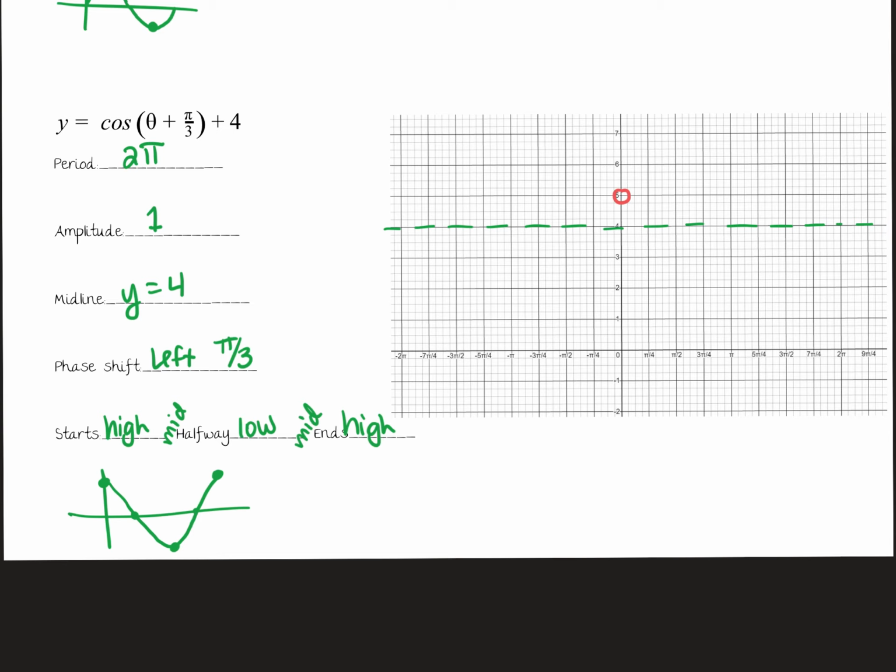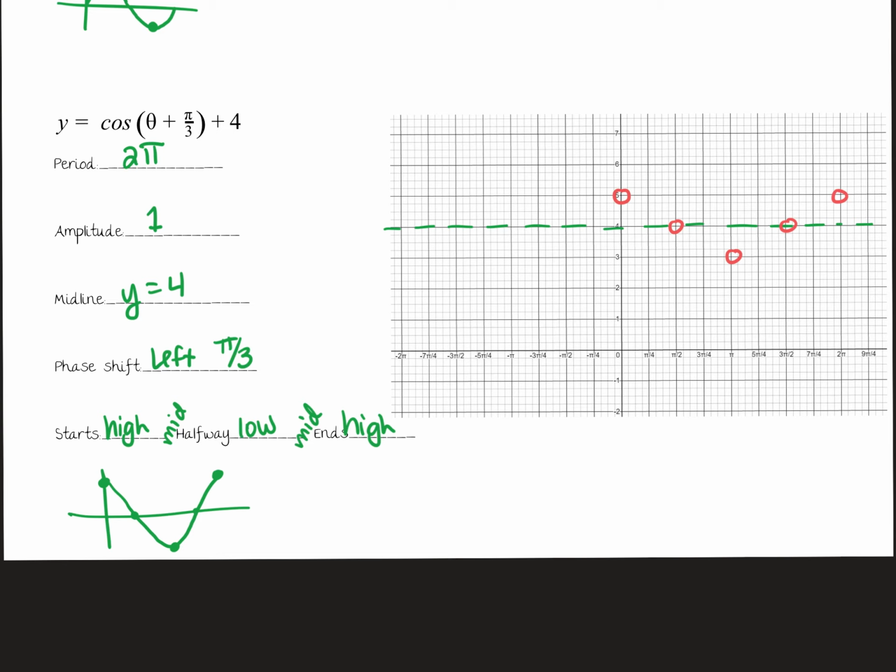Now what I know is that the period's 2 pi units long, and it's going to end at a high point as well. Now, halfway between 0 and 2 pi is pi, so that's where my low point is going to be. So I'm going to be 1 unit below the midline. And then in between my highs and lows, I will have a midline point. Now this would be my cosine graph if there were no phase shift.